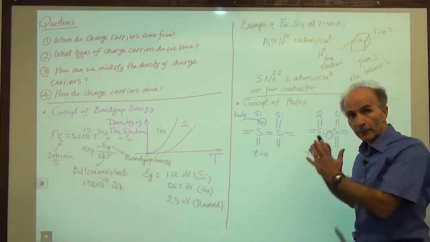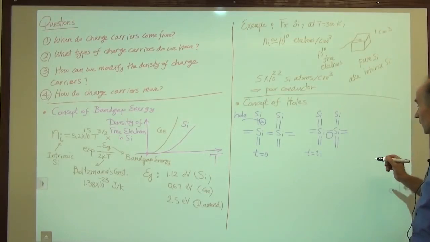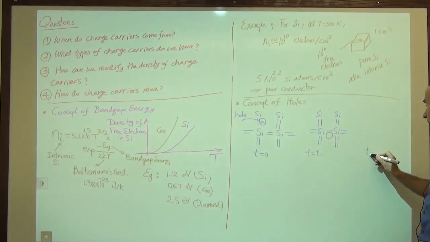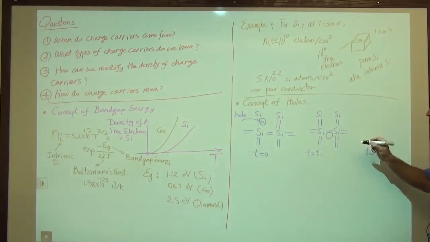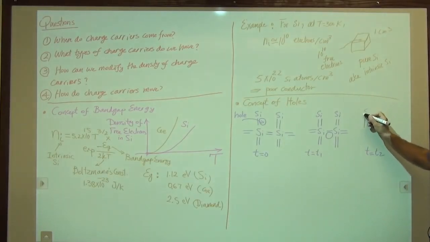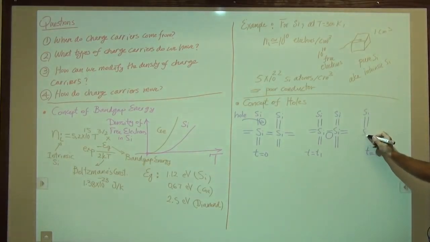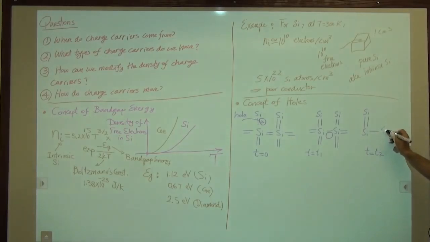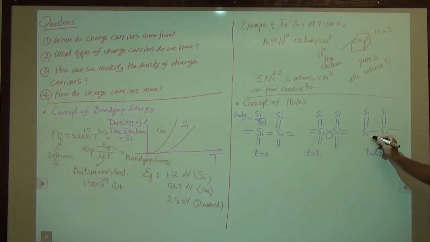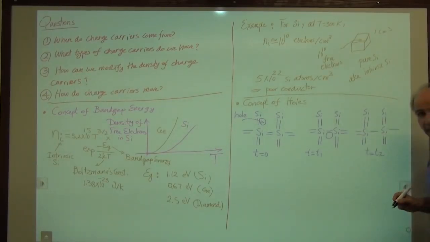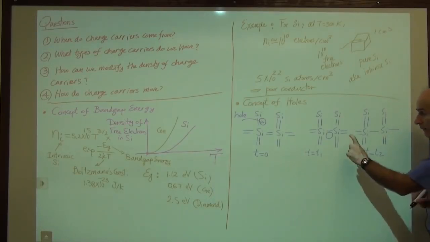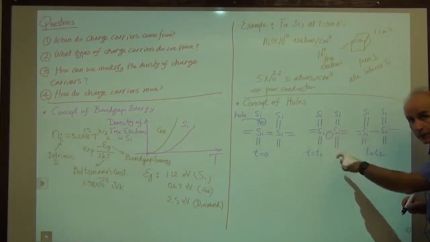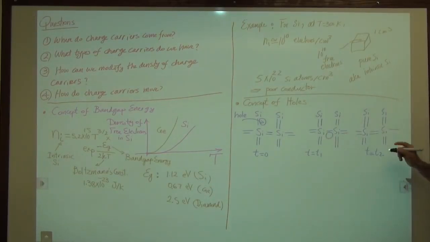Now let's take another picture a little later and see what happens. So we go to t equals t2 and try the same thing. So again, we have these atoms, silicon here, and so on, and it just happens that another electron comes out of this bond and fills this hole. So we have this complete bond here, but then we have a hole here.